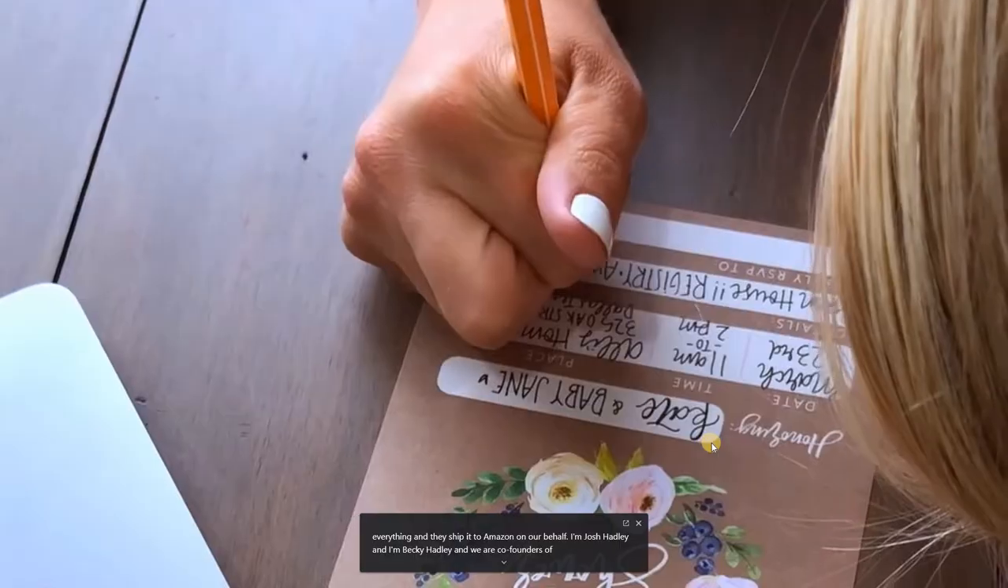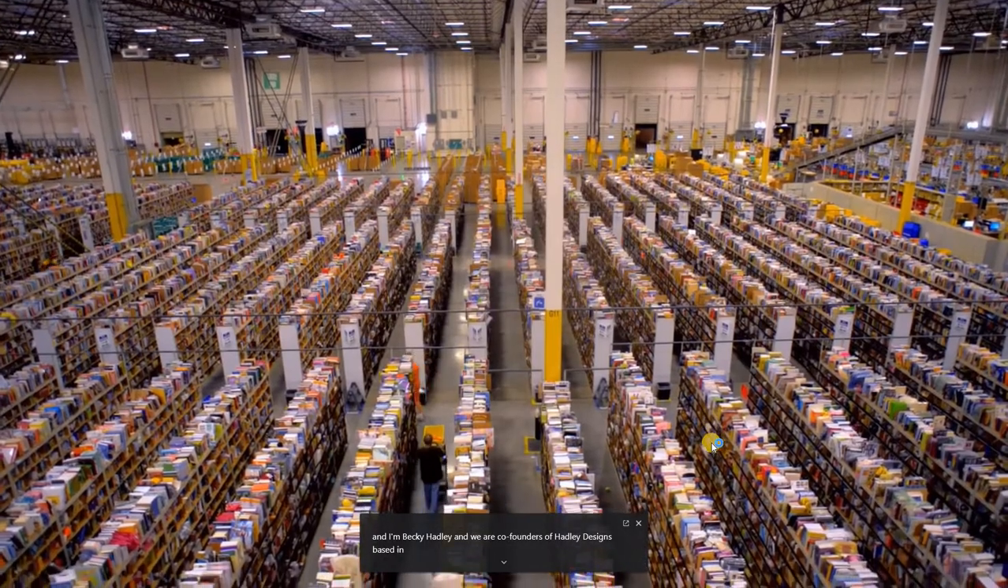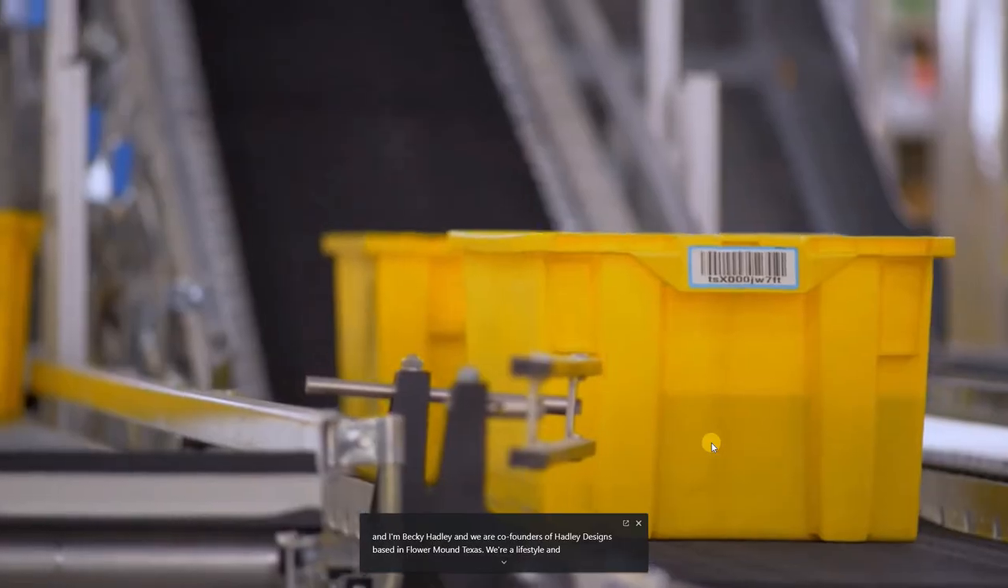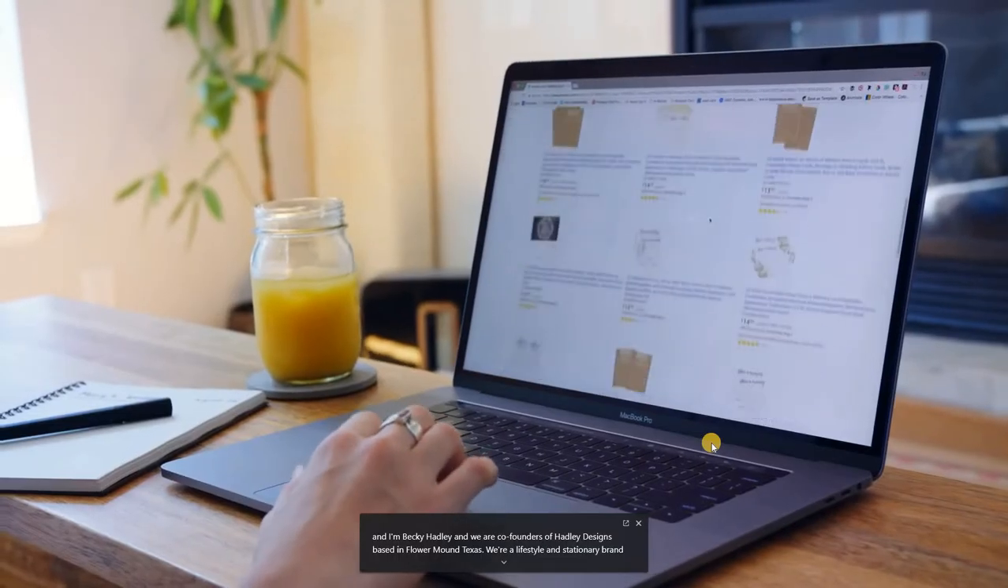I'm Josh Hadley. And I'm Becca Hadley. And we are co-founders of Hadley Designs based in Flower Mound, Texas. We are a lifestyle and stationery brand. Our business quickly scaled on Amazon because we were able to reach a much greater audience. This year, we're already on target to hit over $1 million in total gross sales.